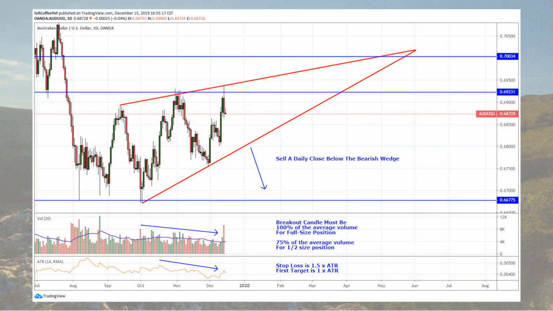Remember our daily Aussie dollar US dollar trade plan here. We're going to sell a daily candle close below the wedge. If the volume is not quite average, go half size as long as it's at least 75% of the average. Your stop loss is 1.5 times the ATR, and your first target is 1 times the ATR. And remember to click the link below to the trade management video for more details.